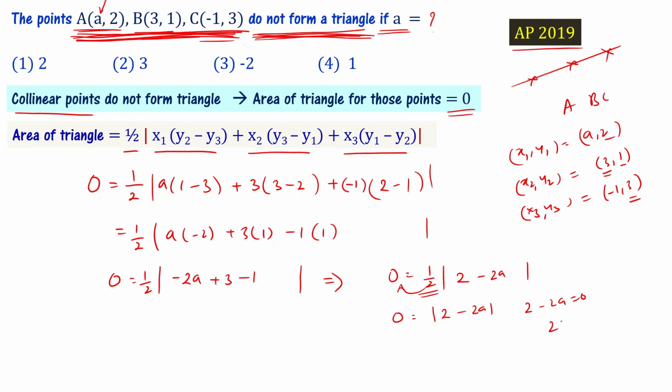That means 2a equal to 2 and a equal to 2 by 2, that is equal to 1, right? So choice 4 is the right answer. Understood? What is the value of small a? Number 1, that is choice 4.